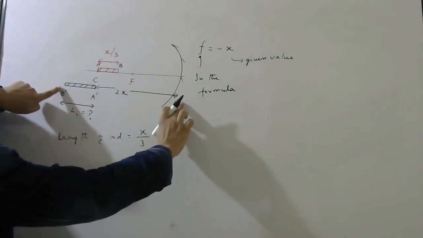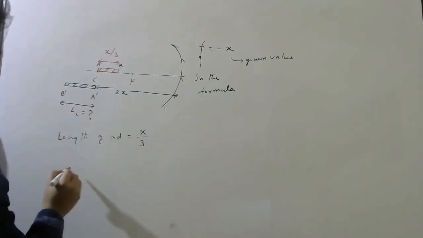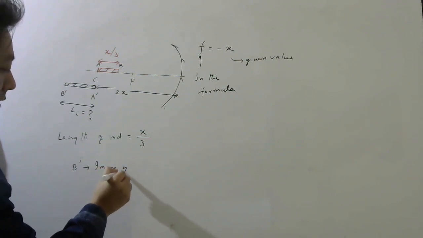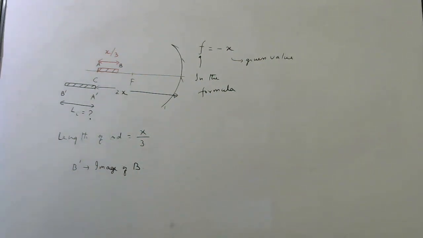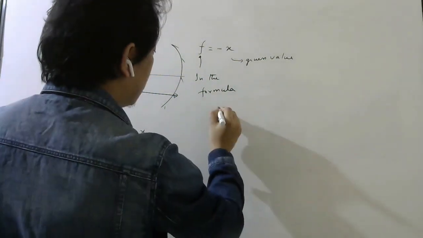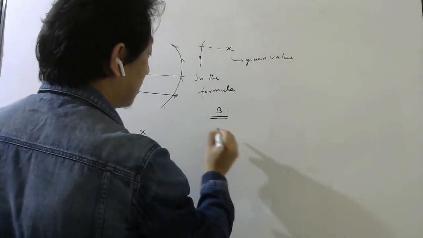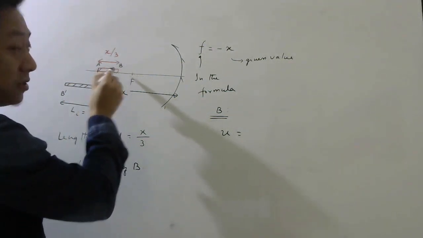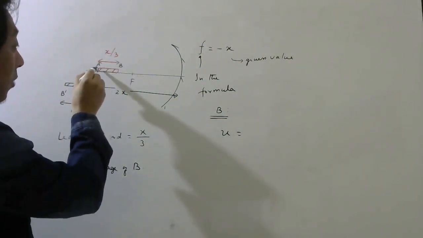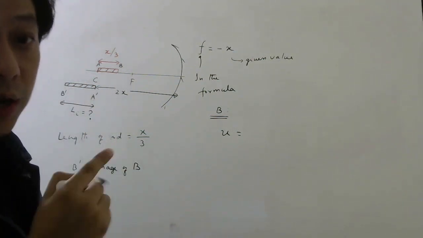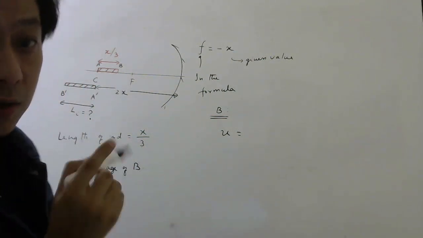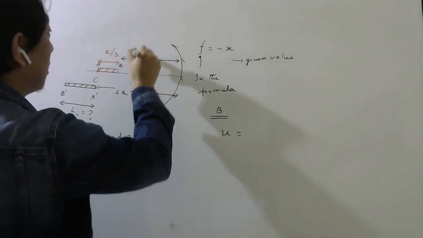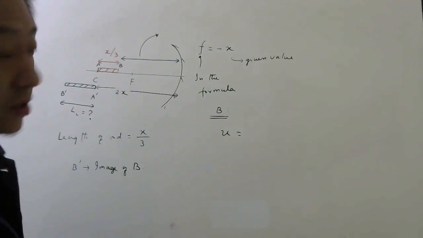So I need to find this distance. Now what is this? B dash is what? B dash is the image of B. Correct or not? So let us find the image of B. To find the image of B, let us see the object distance. So how far is the object? B is the object, remember. We already know where the image of A is. We have to find the image of B. So B is our object. So how far is the object? This is your object distance. So let us calculate this numerical value.